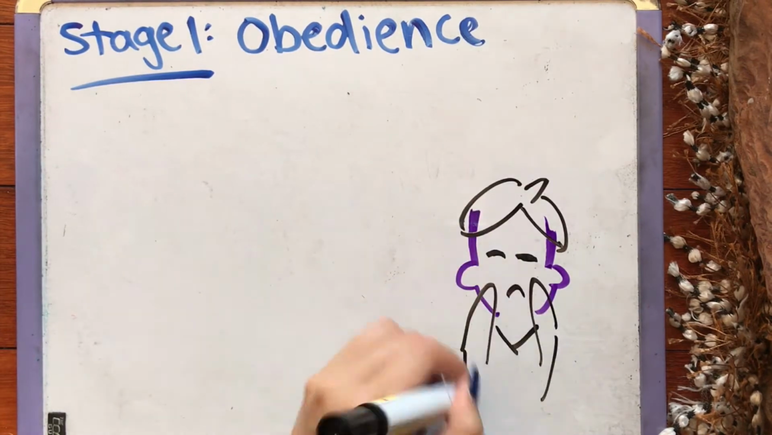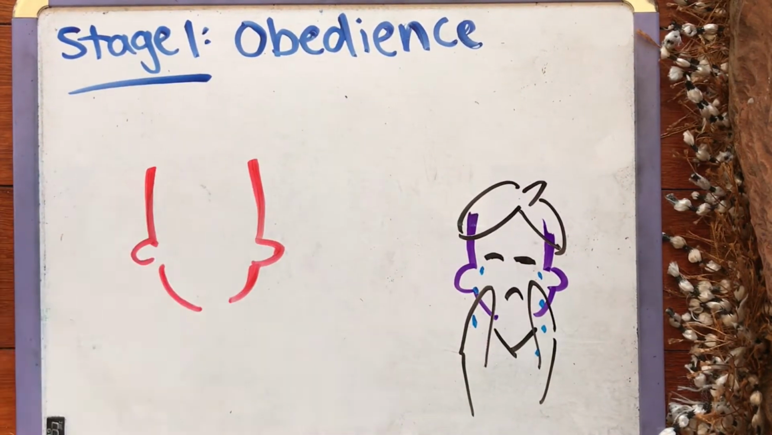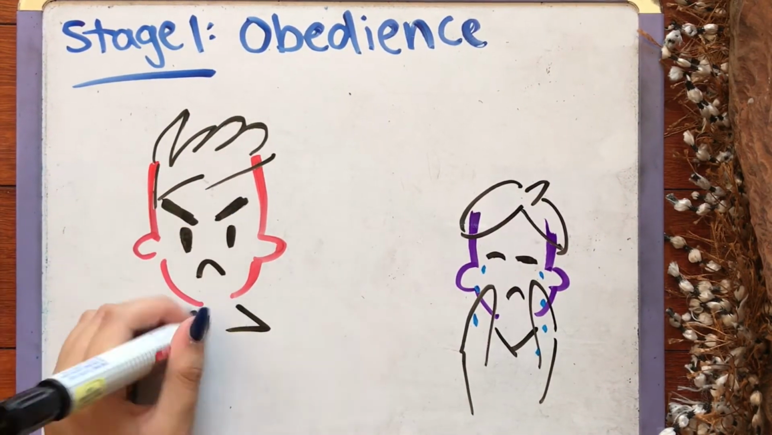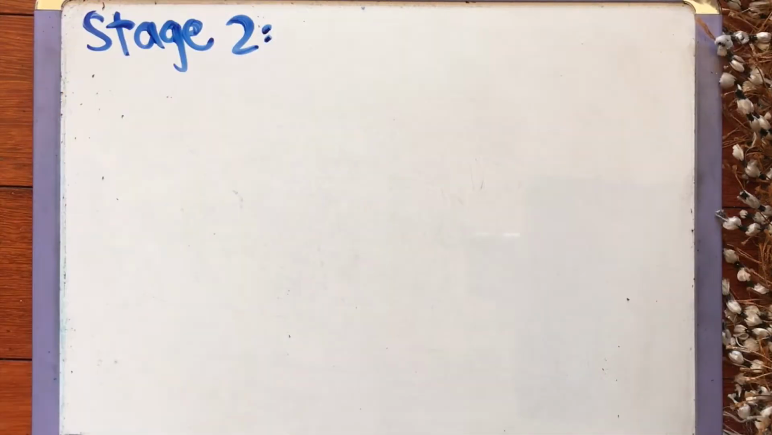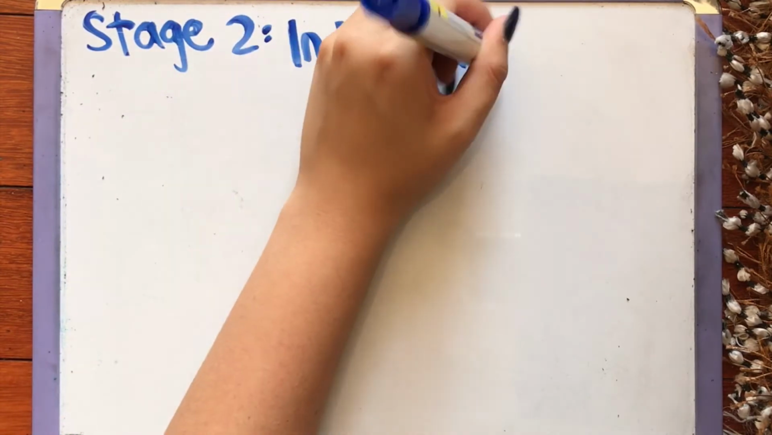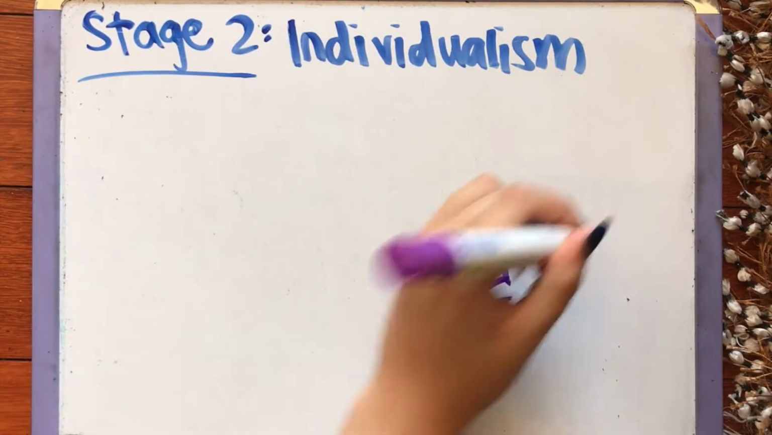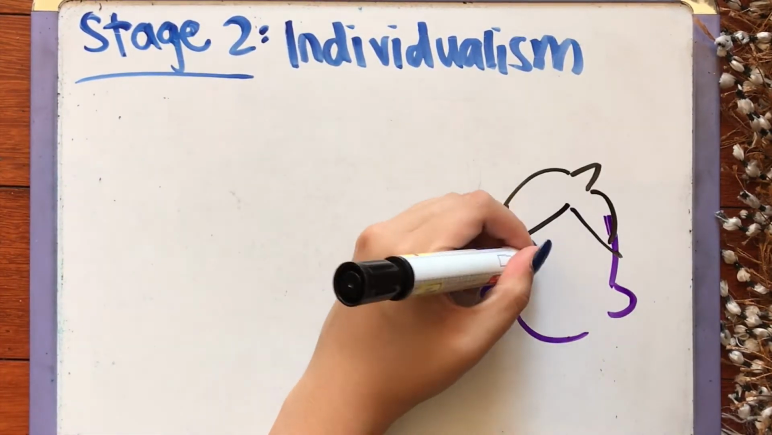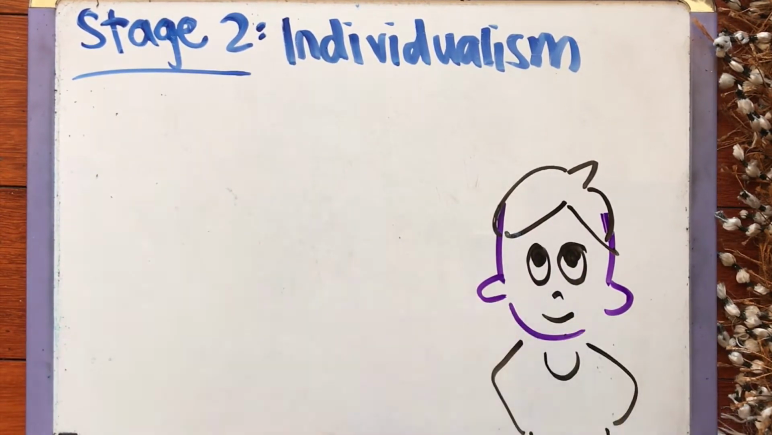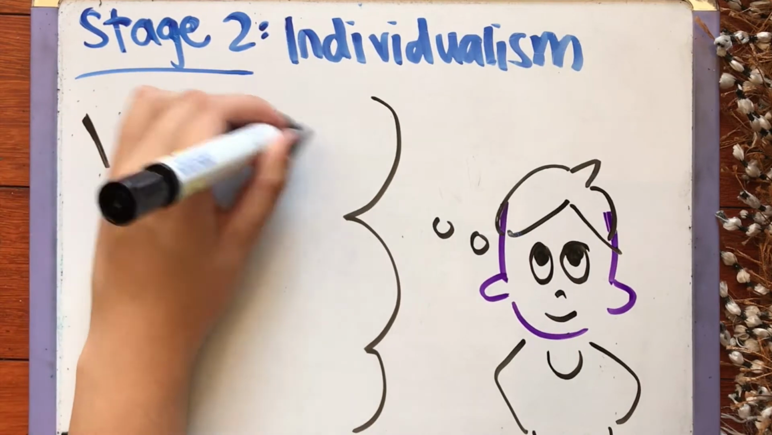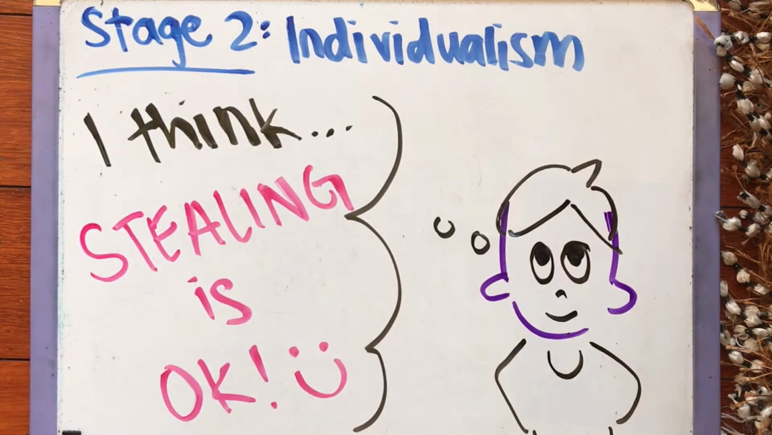Stage 1. Punishment and obedience. At this stage, children's moral metrics are based on what authority figures such as parents dictate to them. Stage 2. Individualism. At this point, children begin to recognize that there is more than one right way. As a result, they begin to pursue personal interest. What is right is whatever benefits the individual the most.